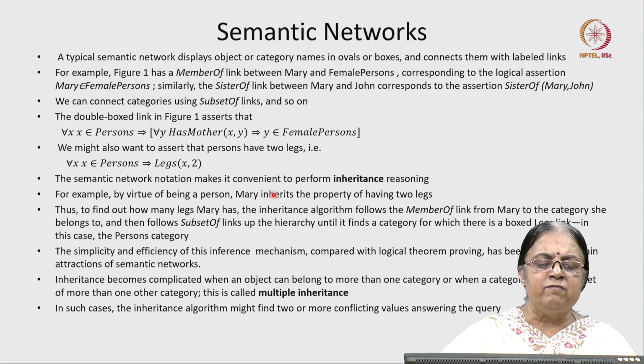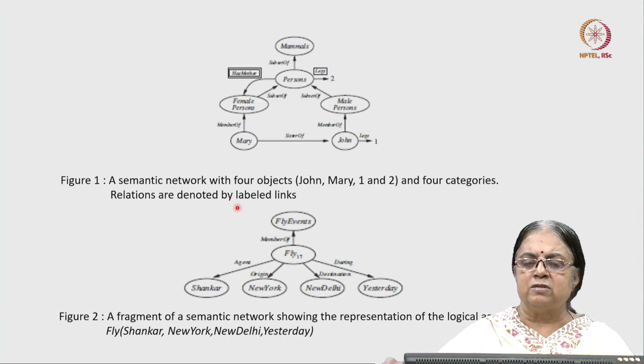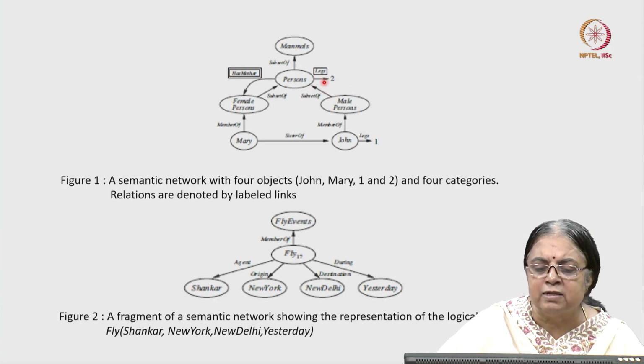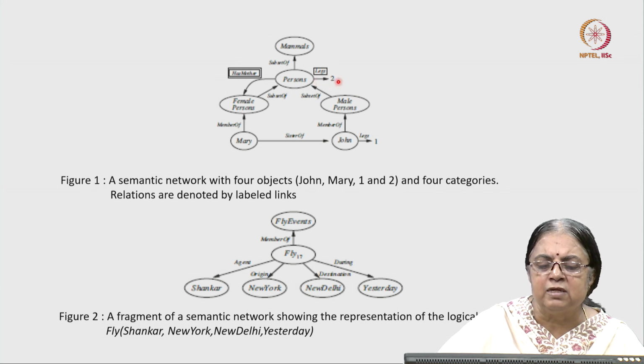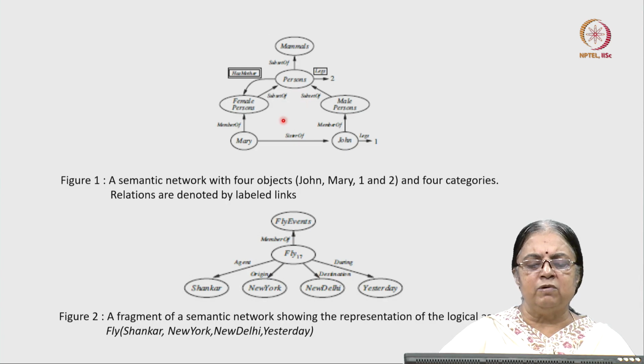And we also have something which asserts that the person has two legs. So, for example, here a person has two legs. We are saying legs is 2. So, you have a small box here which says legs is 2. You could have others. This is just a simple semantic network which has been shown over here.